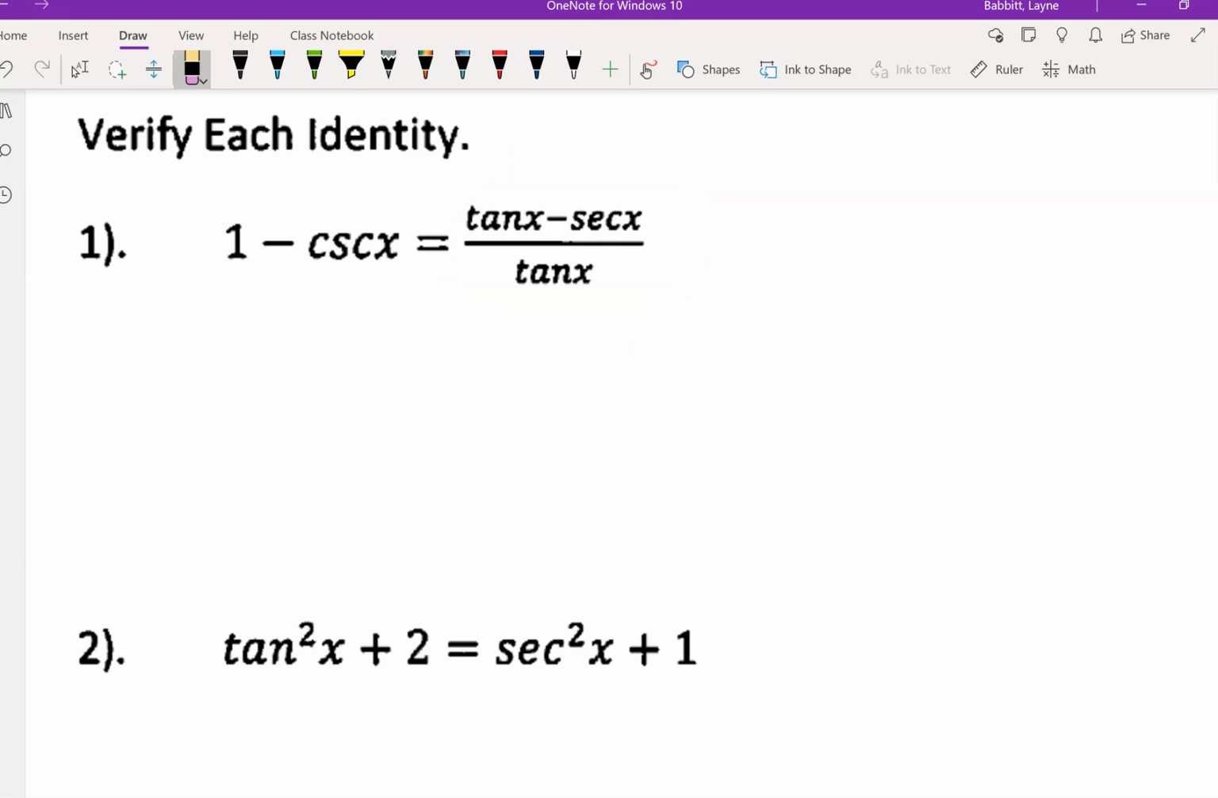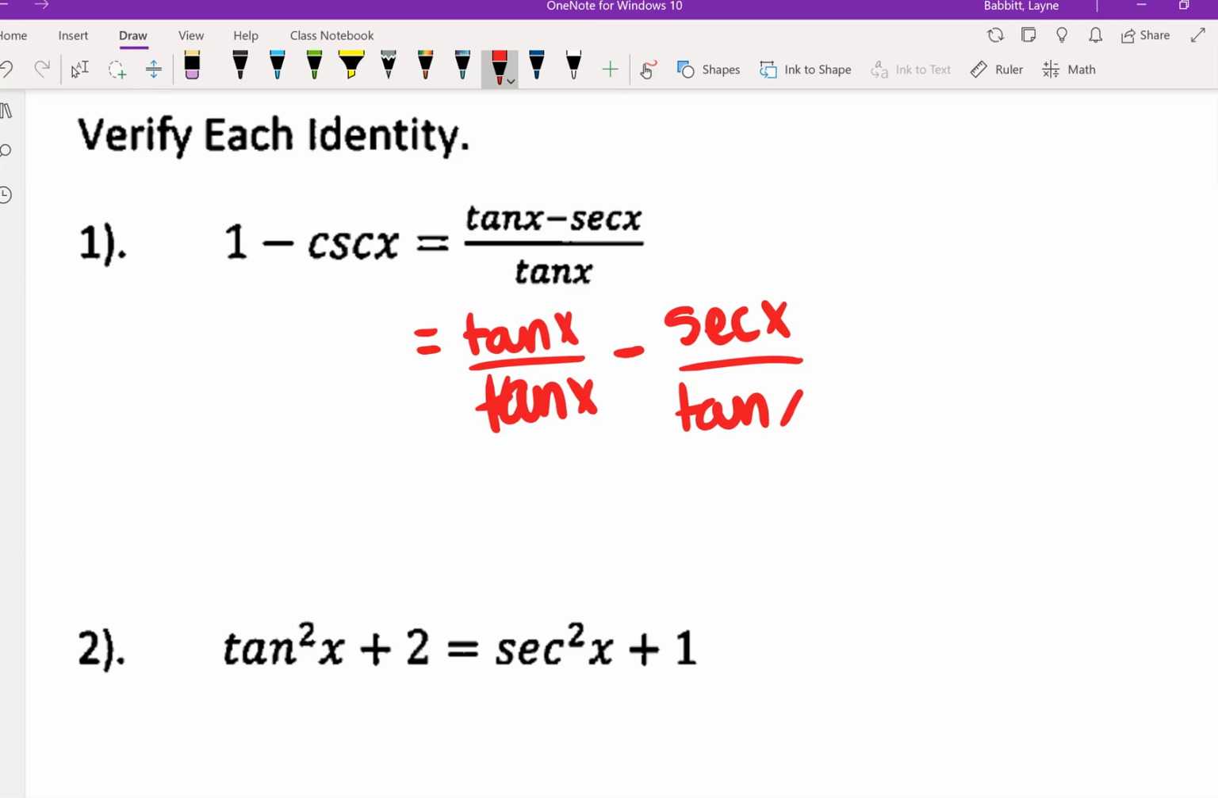When I split this up, this is going to become tangent x over tangent x minus secant x over tangent x. And I probably should have written a little smaller, but that's okay. Tangent x over tangent x is going to be 1, so that's nice. We're closer to what we want. We need that 1. And then we need to simplify the secant x over tangent x.